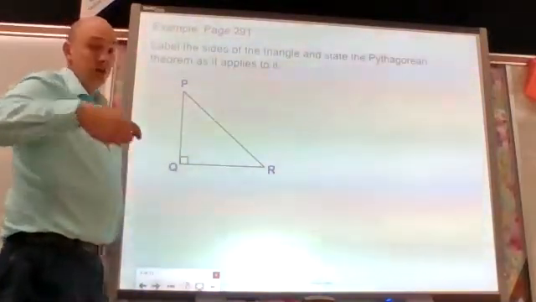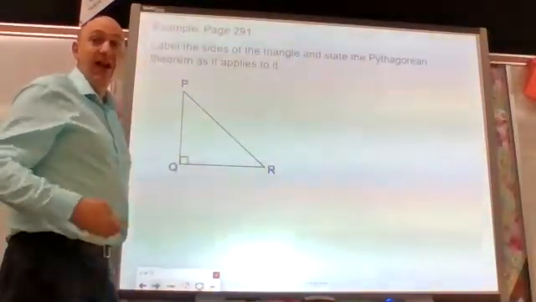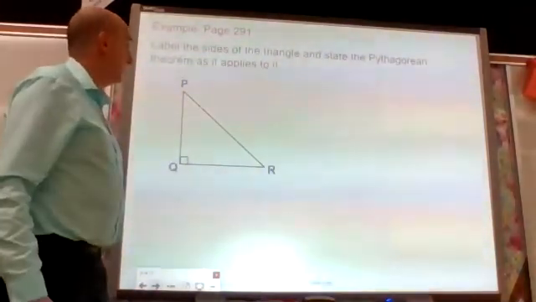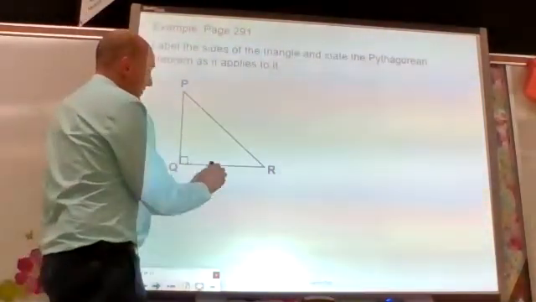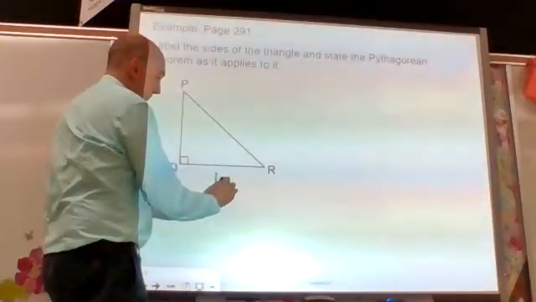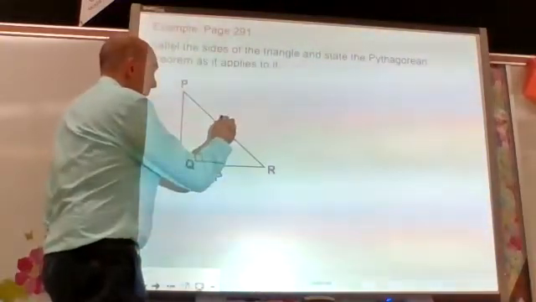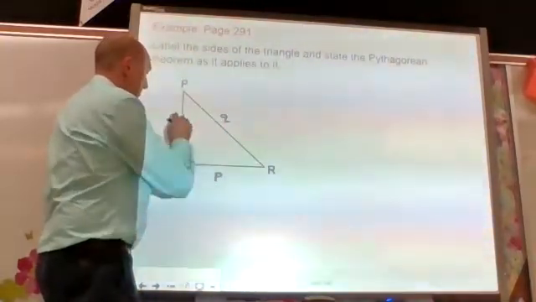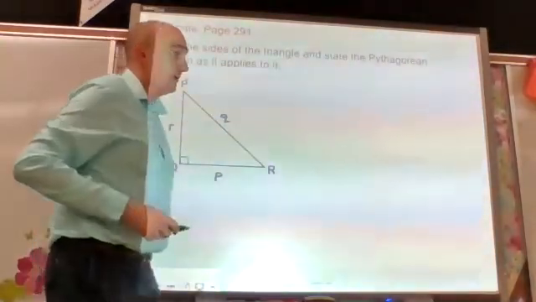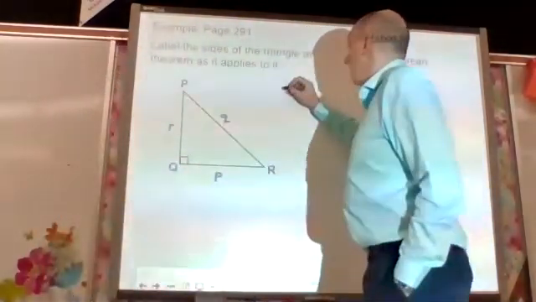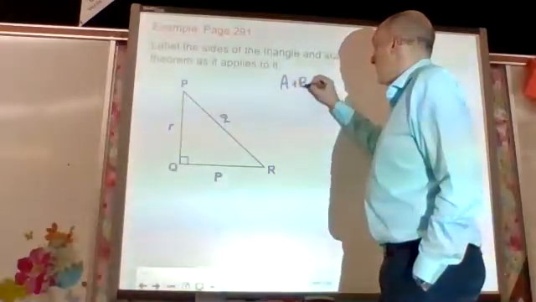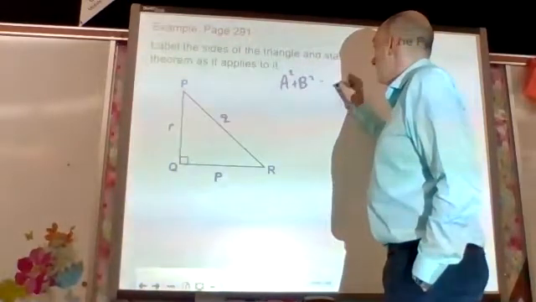Okay, so label the sides of a triangle and state the Pythagorean theorem as it applies to it. Well, this is capital P, so this is lowercase p. Capital Q, lowercase q. Capital R, lowercase r. Now, the Pythagorean theorem is a squared plus b squared equals c squared.